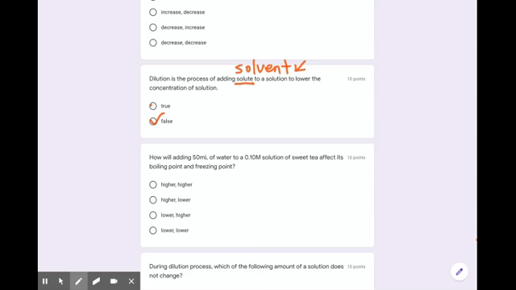And also, when you dilute something, the solute never changes, which means if you're diluting sugar water or sweet tea, the amount of sugar in the tea never changes because you're only adding more unsweet tea to dilute the sweet tea, right? You're not adding more sugar. So the sugar amount never changes. The solute amount never changes.